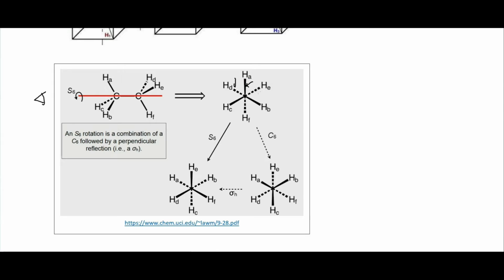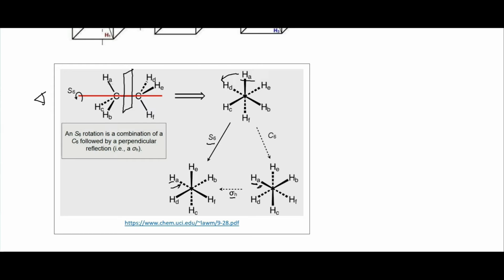But what we see here is that we have this HA, and we twist that by a C6 rotation so that it ends up over here. Then we do this sigma H on a plane that would be right here. So we're reflecting it across that, so that this HA with the solid bar becomes an HA with this dotted bar right here. And so that is just the same as doing the S6 right there.